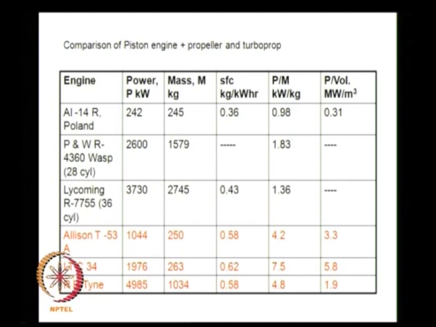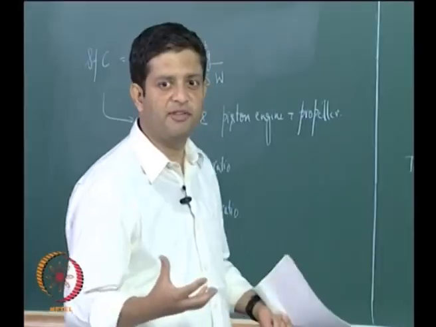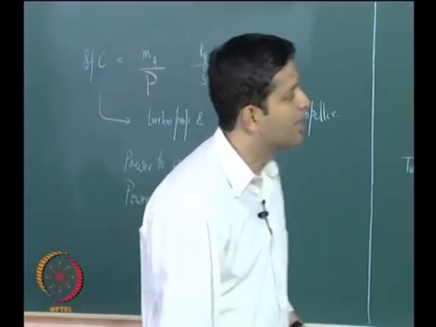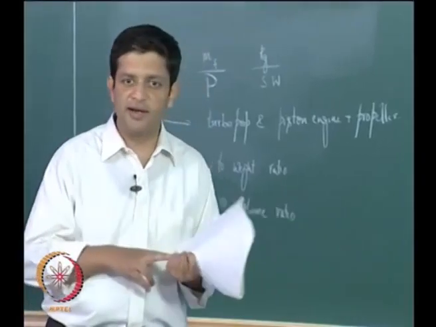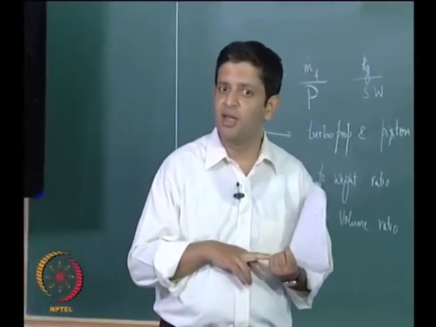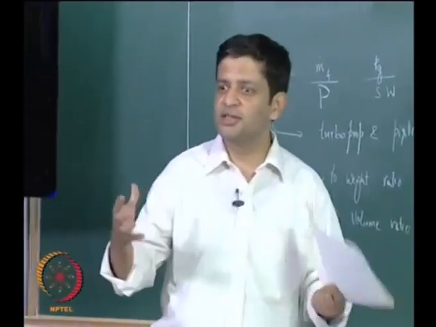So, it makes this power to weight, it reduces the weight of the engine dramatically. Now, if you look at power to volume, it is a very small number for piston engine plus propeller, around 0.3, whereas it is around 6 maximum in the case of turboprop engines. So, it not only reduces the weight of the engine, it also reduces the size of the engine.